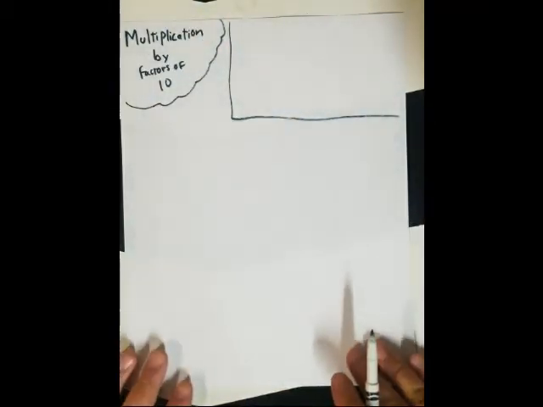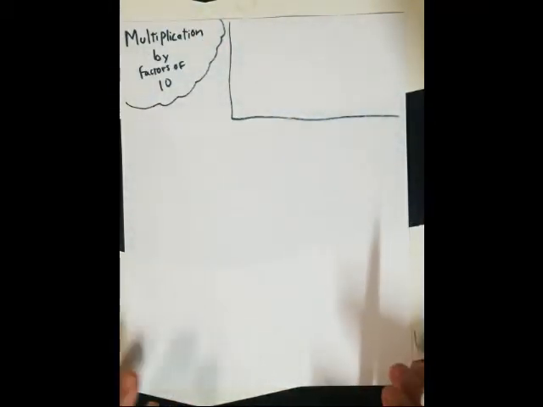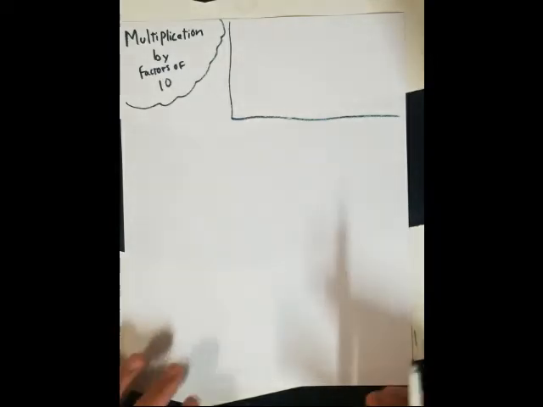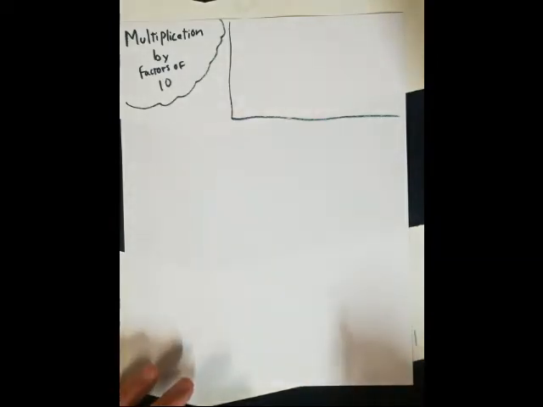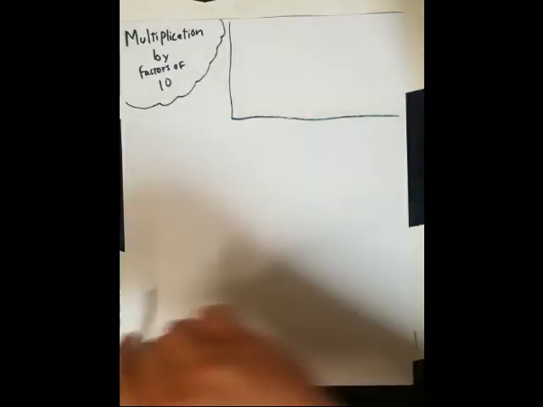In our last lesson we multiplied by just 10. Today we're going to be multiplying by factors of 10: 10, 20, 30, 40, 50, and so on. We're going to be using those numbers to help us multiply. It's pretty much the same concept, but let's go ahead and review some things.